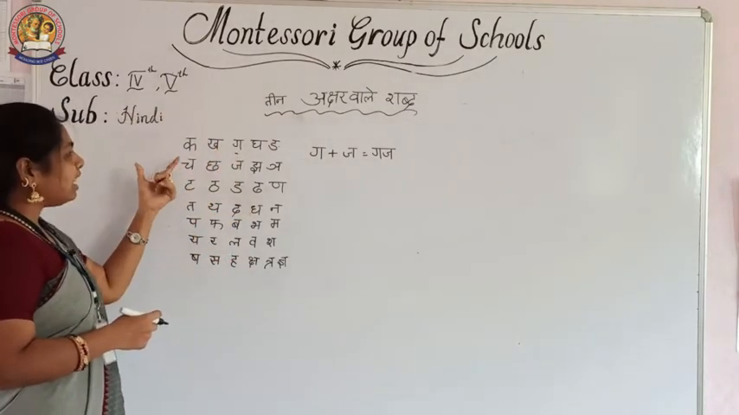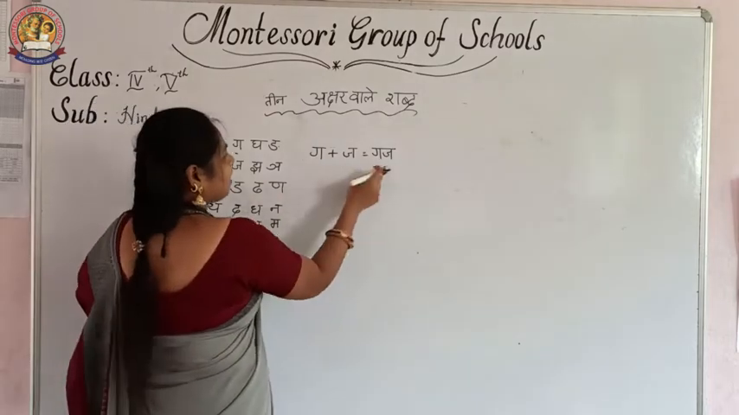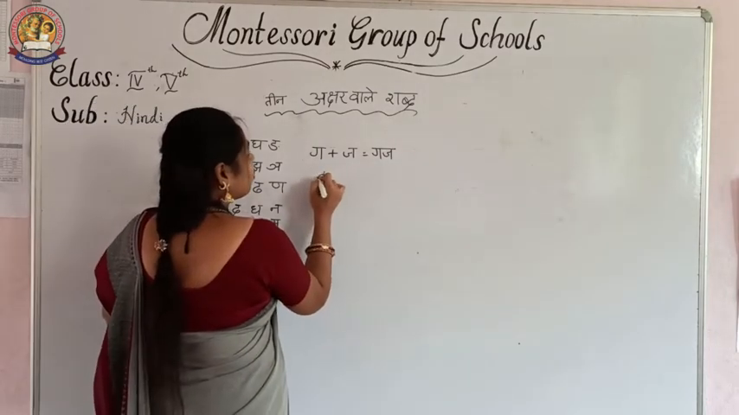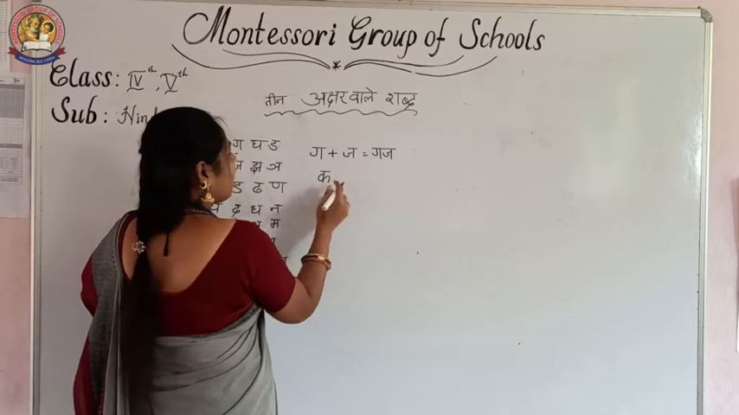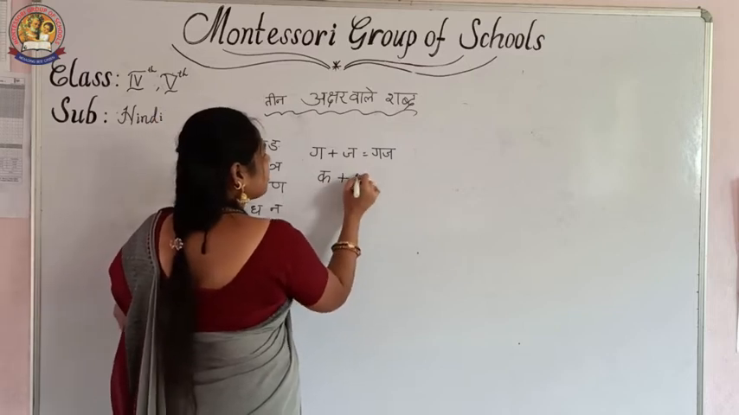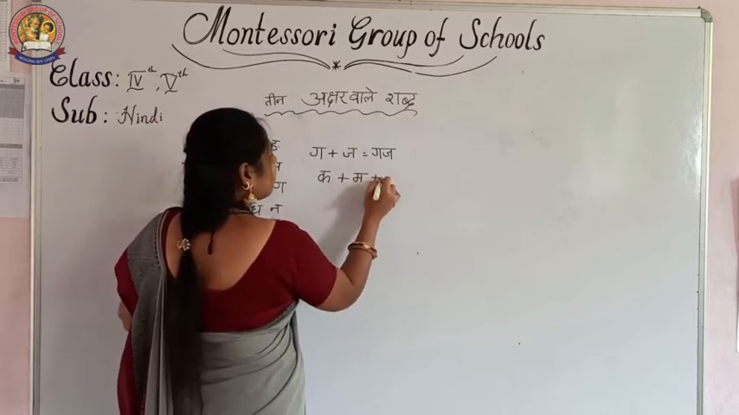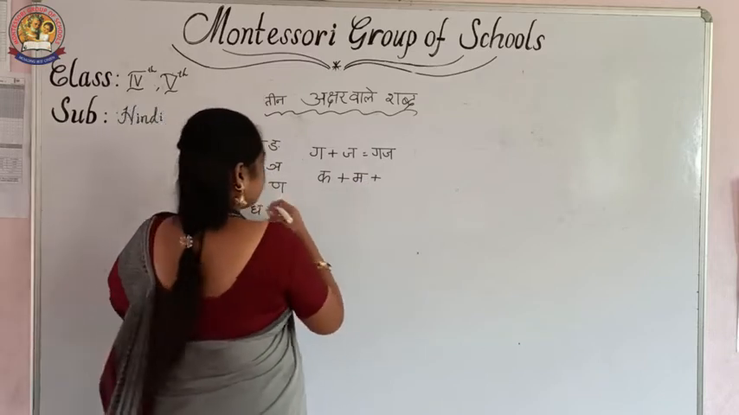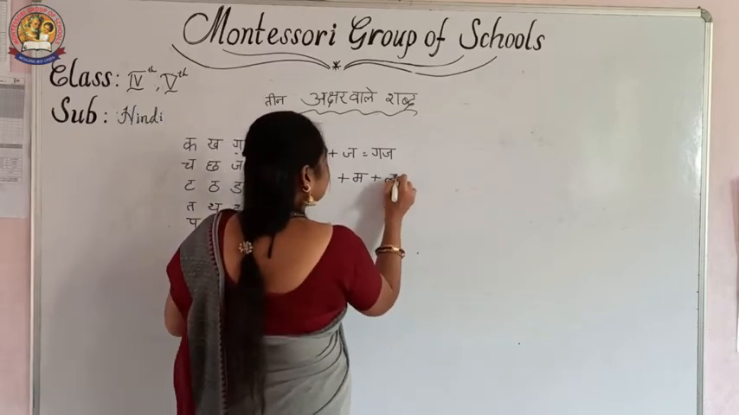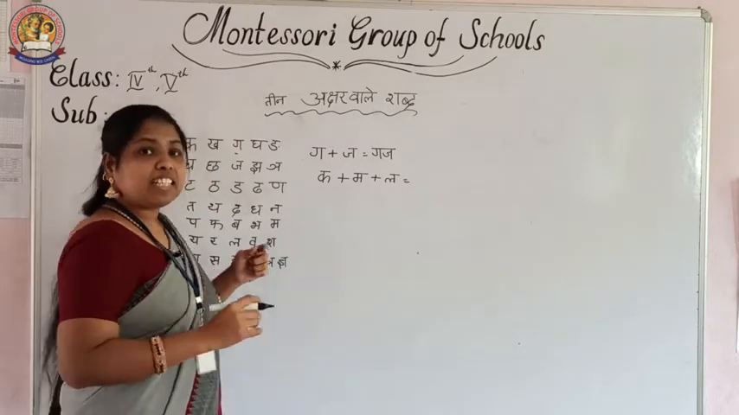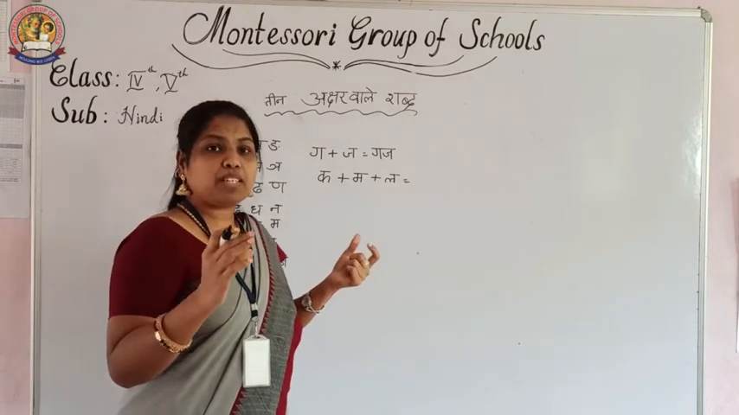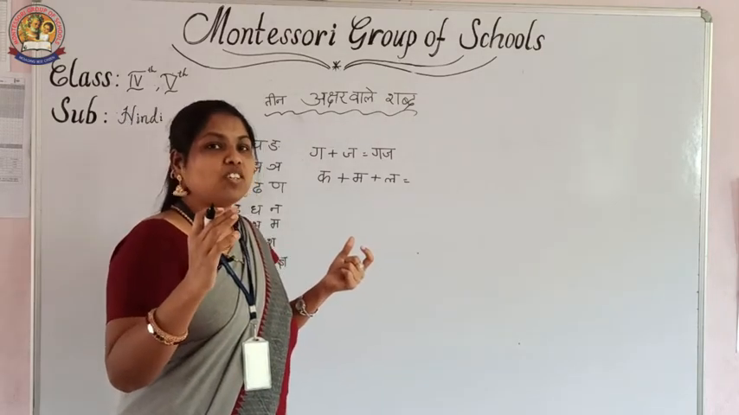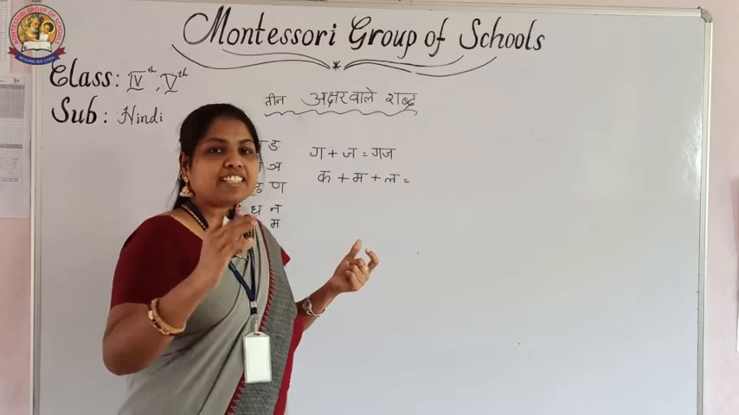Now how to form a 3-letter word? Very easy. Here we formed 2-letter words, no? Now 3-letter is very easy. Ka plus ma plus, choose any letter. But that word has to become a meaningful word. Then only. सार्थक शब्द, निरर्थक शब्द.